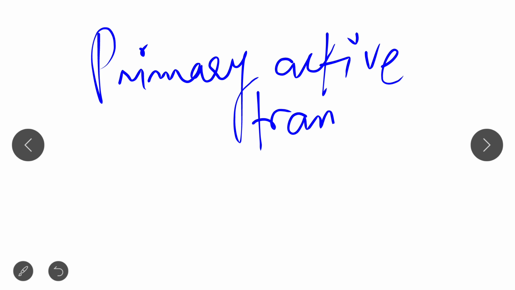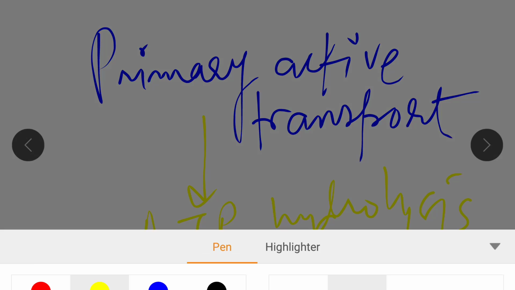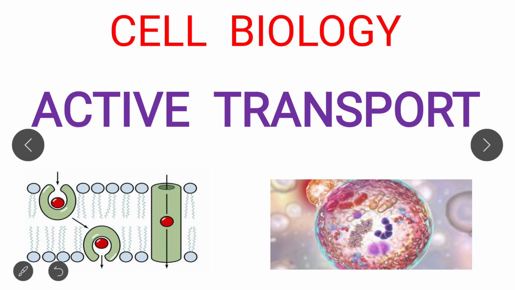Let's write it this way: primary active transport is directly coupled with ATP hydrolysis. That is, by using the energy of ATP hydrolysis, it transports the substance. Clear?